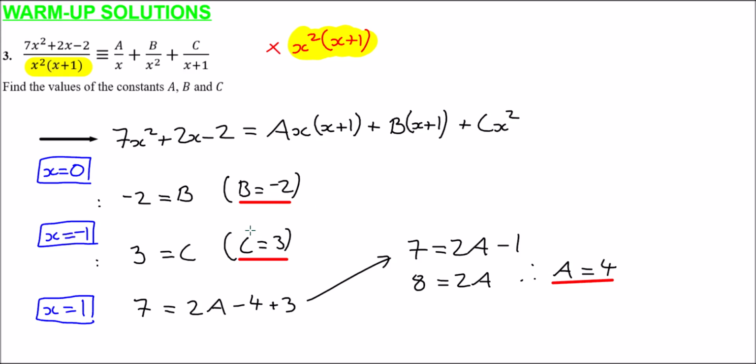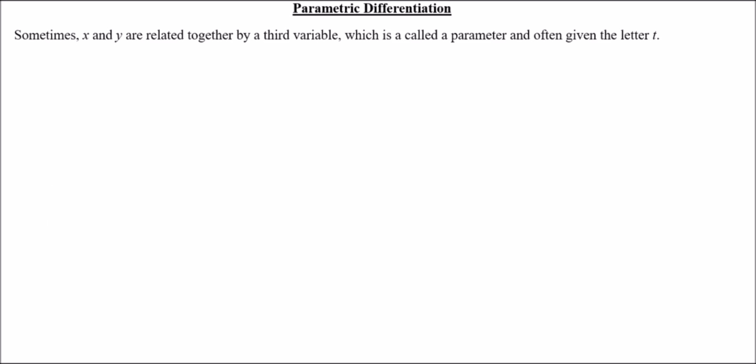So now that we're suitably warmed up, let's proceed and go on to the main body of today's session, which is about this topic of parametric differentiation. So what is it, essentially? Well, sometimes x and y are related together by a third variable, often t. Like I say, it's often called this parameter and is given with the letter t. It can be something different, sometimes theta, for example. But let's have a look at what this means.